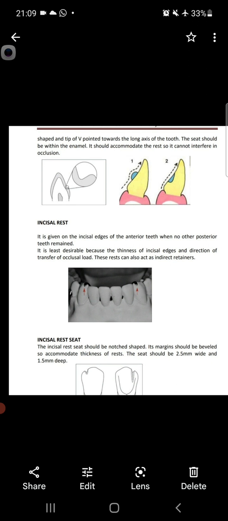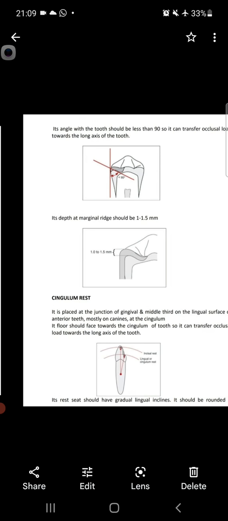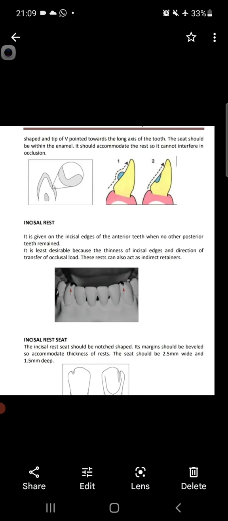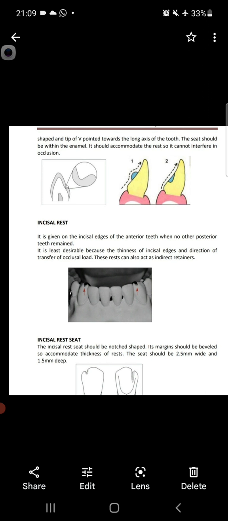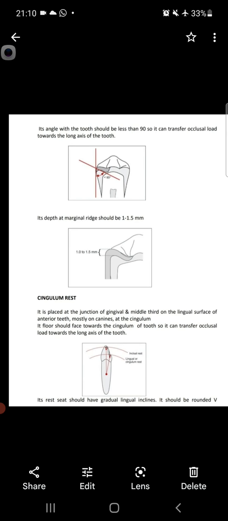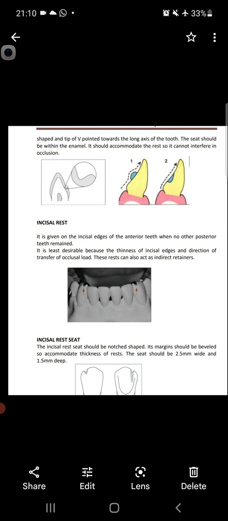The shape of cingulum rest is a rounded V shape. Next, the cingulum rest is given on canine, on the cingulum of canine, meaning on the lingual surface of canine.